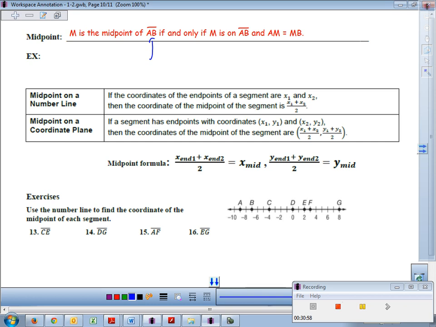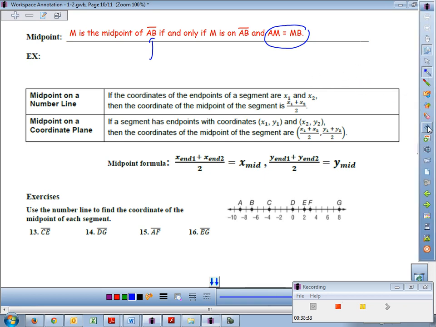And, whoa, my friends, I need some help reading that out loud. What the heck does that say? The distance from A to M is equal to the distance from M to B. If you know how to read it, you will be so much more successful. Instead of saying M is the midpoint of AB if and only if M is on AB and AM equal MB, which means nothing, read it mathematically. Sound cool?